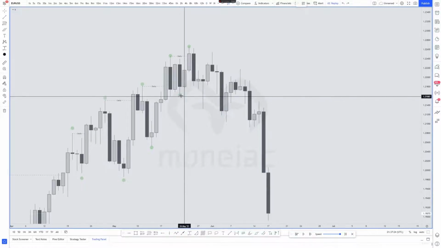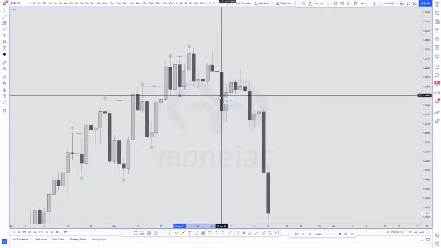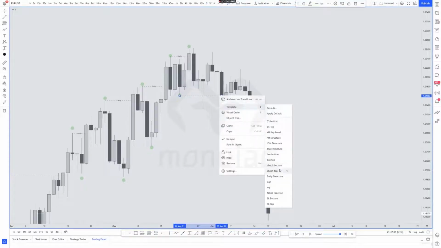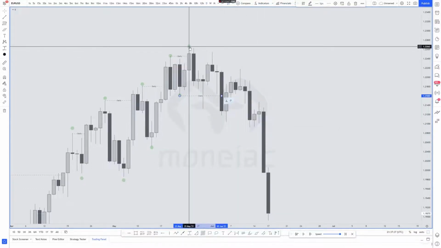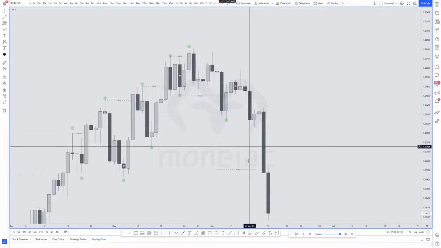Once again, we have an order flow change. So we've gone from daily bullish to daily bearish. Again, it's not confirmed till we have a second low, but the second low happens pretty quick here.